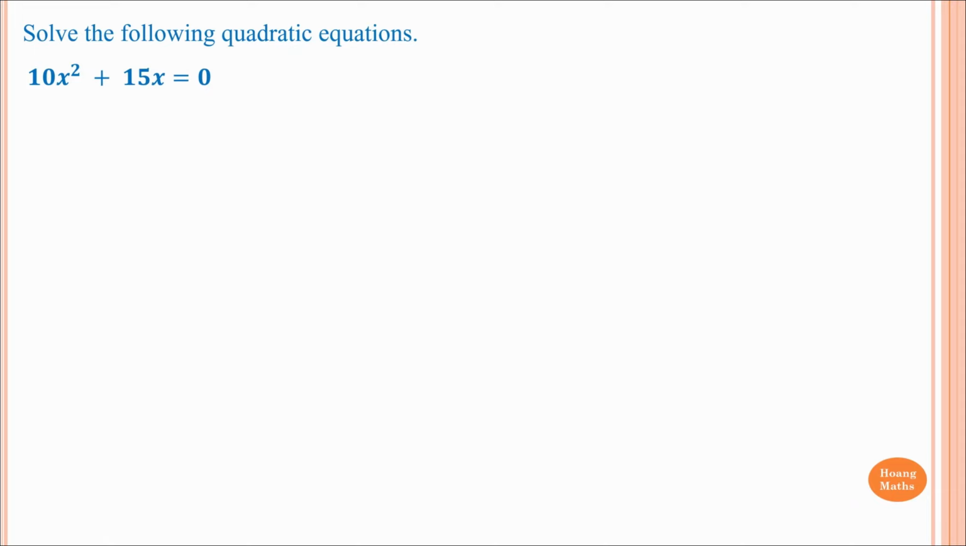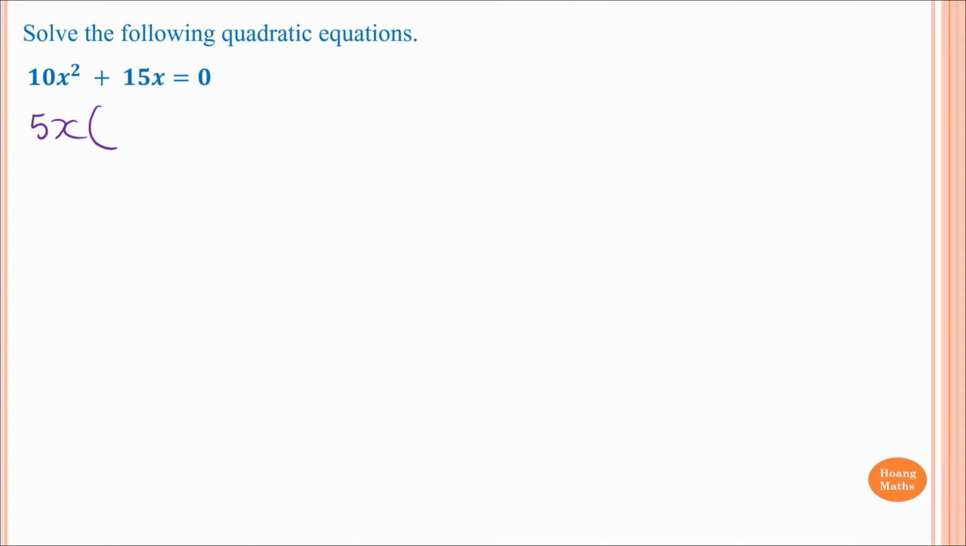First one. Now to solve this, we first take out the common factor. For the numbers, 10 and 5, the common factor is 5, so I take the 5 out first. And for the letter x, we have x squared and x here. The common factor is x, so I take the x out and I bracket it.